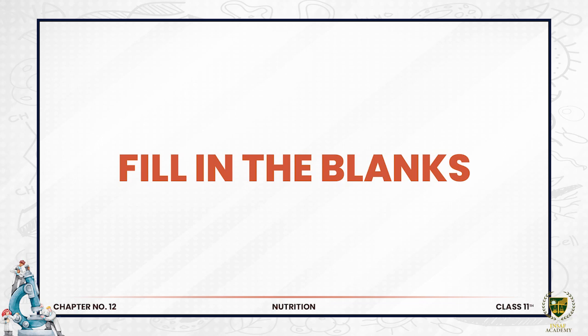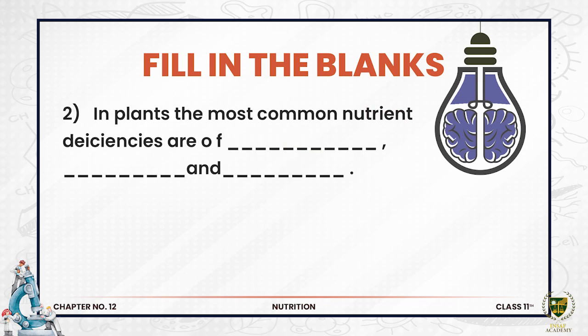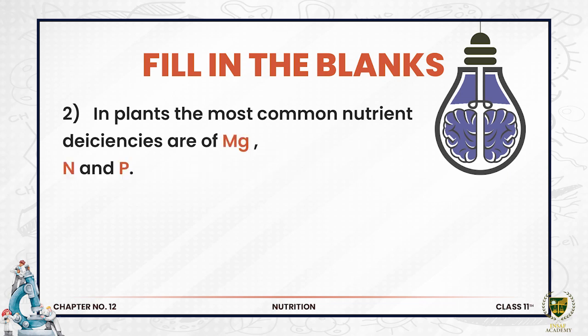So let's start. Dear students, exercise question number 1, fill in the blanks. The first blank is, plants absorb minerals in their ionic form as found in the soil water. Clear? And blank number 2, in plants, the most common nutrient deficiencies are of magnesium, nitrogen, and phosphorus. The most common.